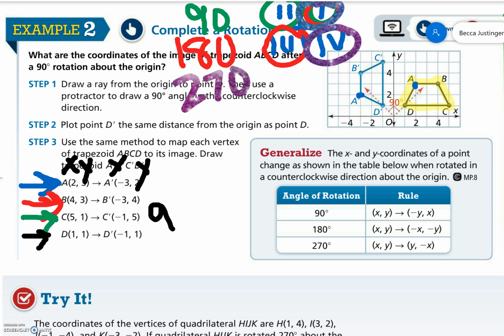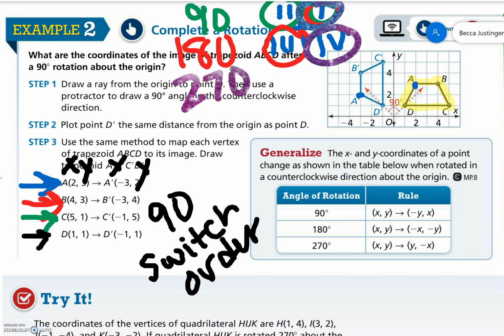So when we rotate 90 degrees, you switch the order, and you're in the second quadrant. In the second quadrant, the X values are all going to have to be negative, and the Y values are all going to be positive. The rule when you are switching 180 degrees, so that was the 90 rule. When you're doing 180 degrees, you don't switch the order. You just make them both negative. Just think about that. In the third quadrant, both X and Y are negative.